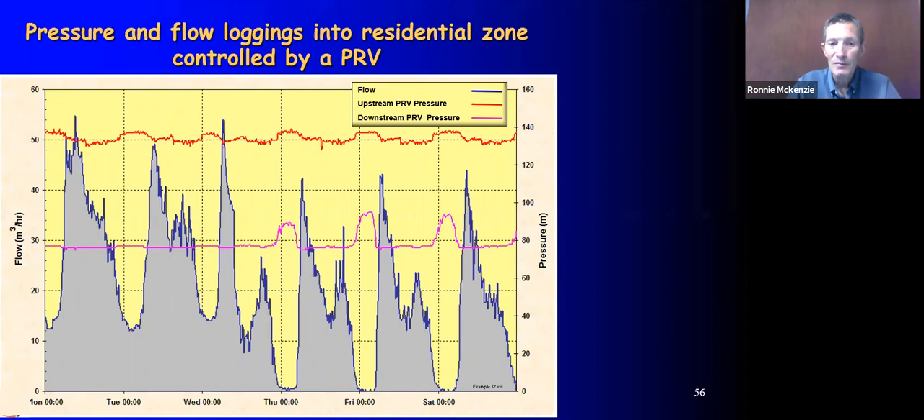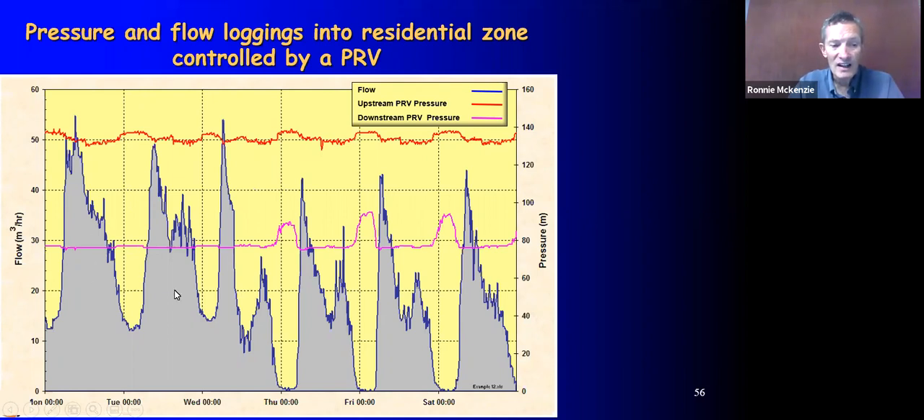This is a slightly more complicated one. We'll keep the best to the end. There's only two more, so you can get a cup of tea in 5 minutes if you can hang in there. The red line at the top is your upstream pressure, which is quite constant at about 130 meters. It was reduced using a pressure reducing valve down to about 80 meters, which is still pretty high actually, but anyway, it's better than 130.